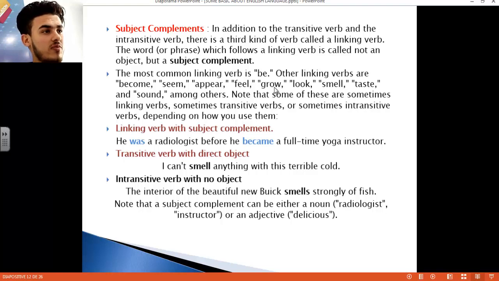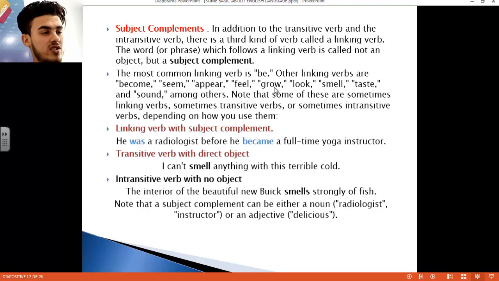Note that some of these are sometimes linking verbs, sometimes transitive verbs, or sometimes intransitive verbs, depending on how you use them in the sentence. Linking verb here with the subject complement. He was a radiologist before he became a full-time yoga instructor. So here we have the auxiliary to be in the past tense, and it will be was. He was a radiologist. So a radiologist here is the subject complement.